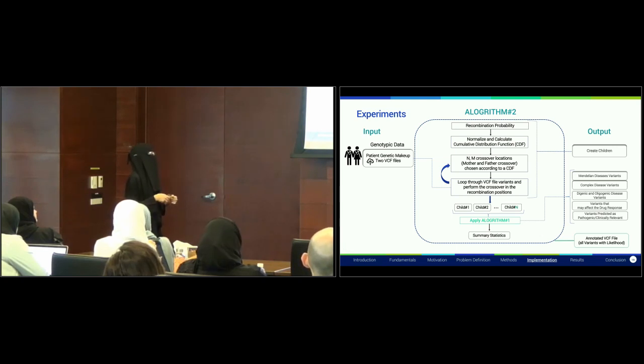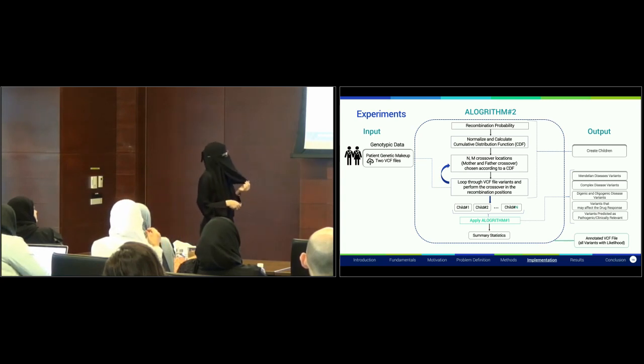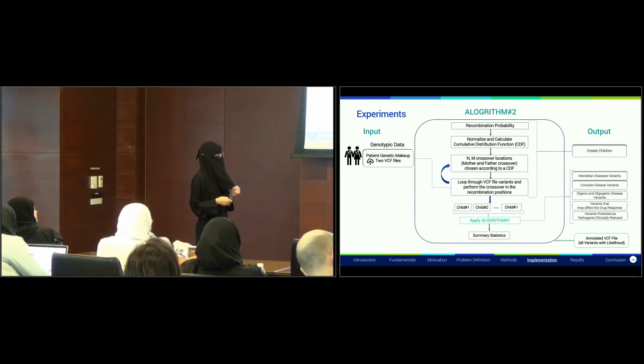After that, we apply our previous algorithm, algorithm 1, to each of the children to identify different kinds of associated diseases: Mendelian disease, complex disease, drug response, digenic diseases, and pathogenic variants. And after that, we performed summary statistics and collected our results in one file containing all the associated information for later use in visualization.